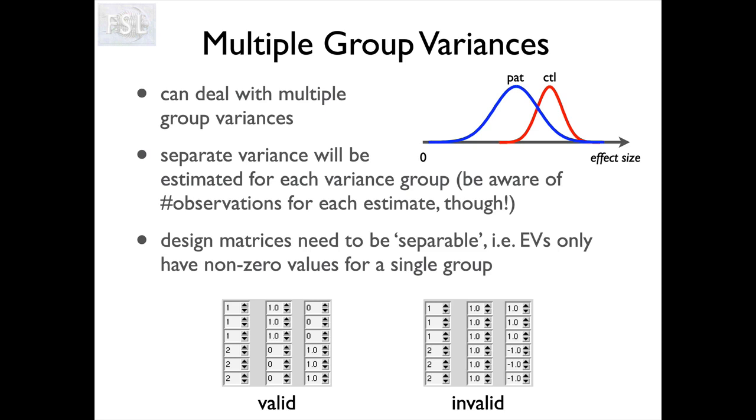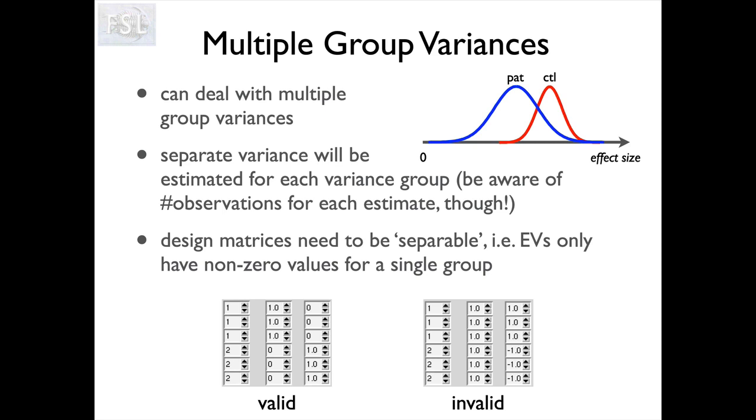In the examples that we've got at the bottom here, the first column represents our coding for the variance group. So variance group 1 for the first three, and then variance group 2 for the second three. The other two columns are EVs. And in this valid case, the non-zero values are only associated with one of the groups. So it's either associated with group 1 or with group 2. They never span more than one group.